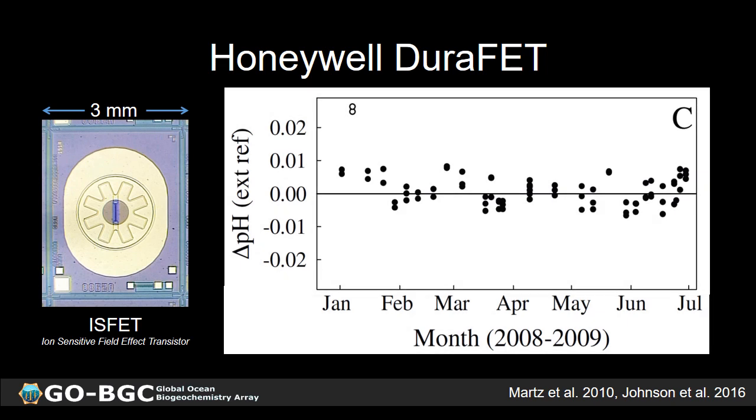So this is a paper by Martz et al. in 2010 that shows the delta pH, or basically the pH measured by the ISFET relative to a reference, over about 6 months. And as you can see, no significant drift was observed using the Honeywell ISFET. This trait, and the fact that it's also low power and solid state, makes this a very attractive option to use for autonomous platforms.